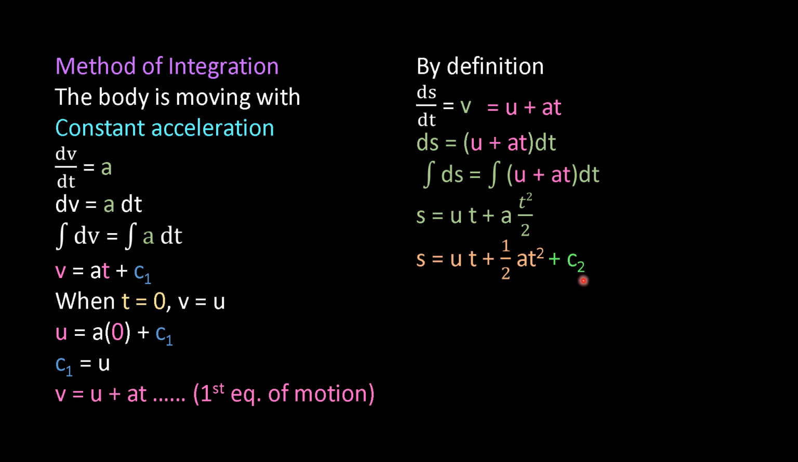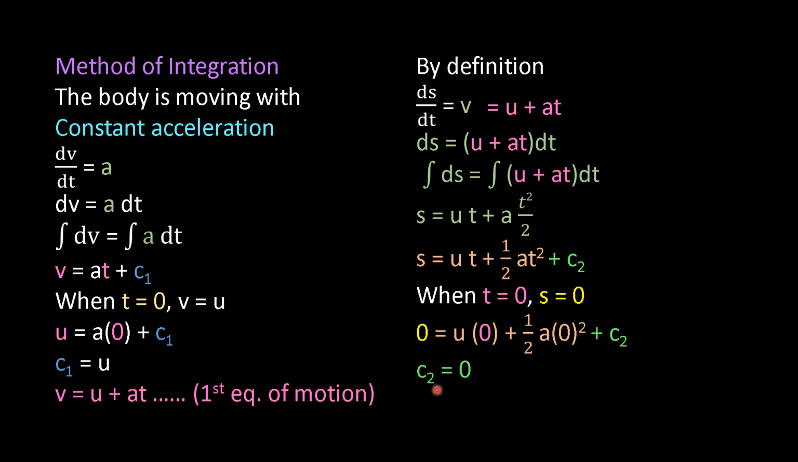Now in order to find the value of c2, we will use the end conditions. Now t equals 0 in the beginning, the displacement s will be 0. So we will substitute these two values in here. So in place of s, we put 0. In place of t, here we put 0. So this term and this term become 0 and we get c2 equals 0.